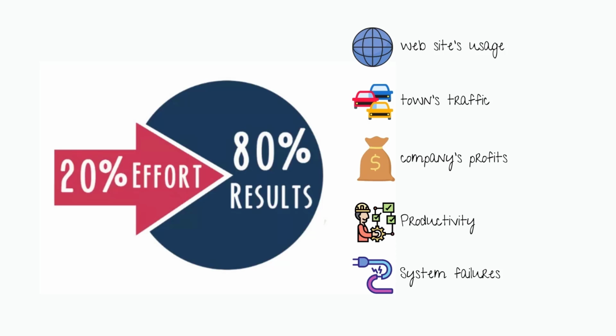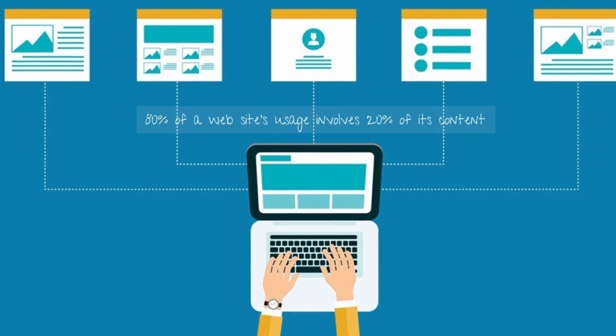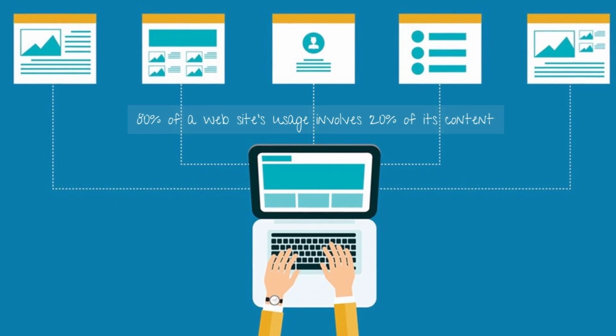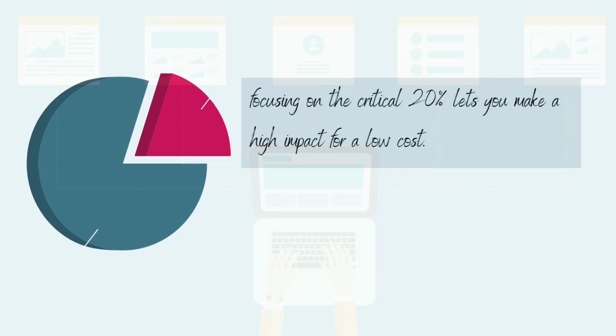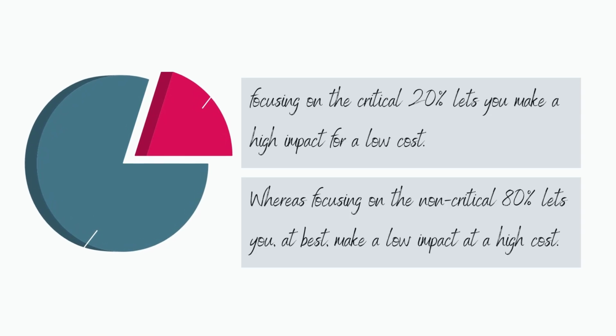The implications of this principle to designers are profound. For example, in redesigning a website, the 80-20 rule could mean you develop and refine the most used 20% and potentially cut off at least or ignore the remaining 80%. The idea is that focusing on the critical 20% lets you make a high impact for a low cost, whereas focusing on the non-critical 80% lets you, at best, make a low impact at a high cost.